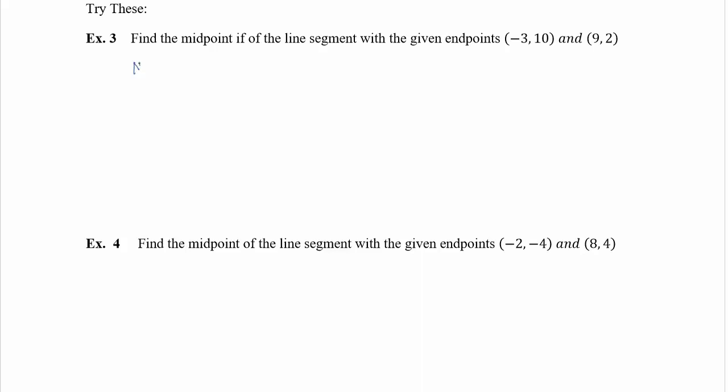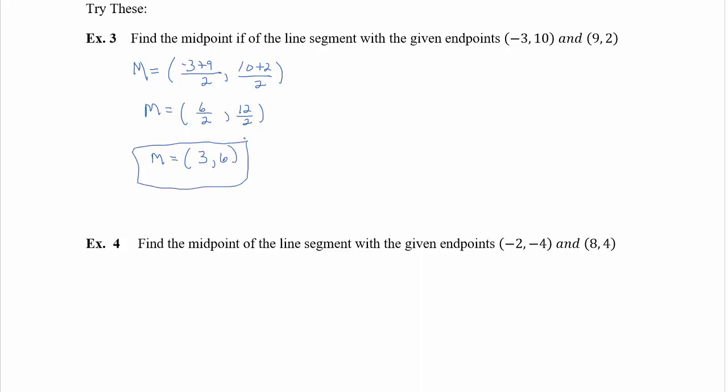So to find the midpoint, we add up our x's, or -3 plus 9 divided by 2, and add up our y's, 10 plus 2 divided by 2. So our midpoint will be -3 plus 9 is 6 divided by 2, and 10 plus 2 is 12 divided by 2. Our midpoint is 3, 6. Great. Hopefully you got that when you tried it out.